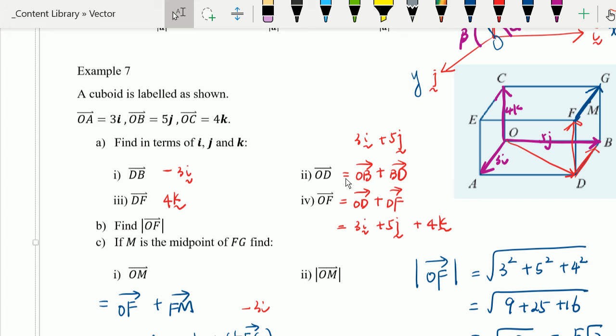OF equals the square root of 3 squared plus 5 squared plus 4 squared, and that's the square root of 50, that's 5 root 2.